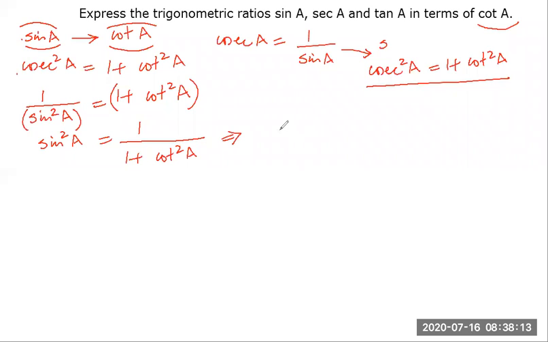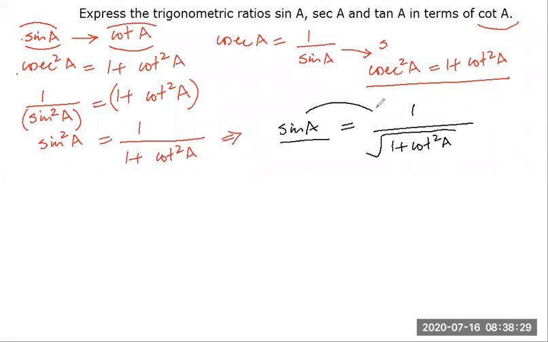Am I right? So very simple, I get the answer. Students, I want to know what is sine A. So I will take the square root on both sides. The square root of 1 is 1, and here also the square root of 1 plus cot square A. Am I right? I've successfully converted sine A in terms of cot A. Now let me see, students, how I can convert the second one, that is secant A, in terms of cot A. Any student can guide me? Which trigonometric identity will I use?